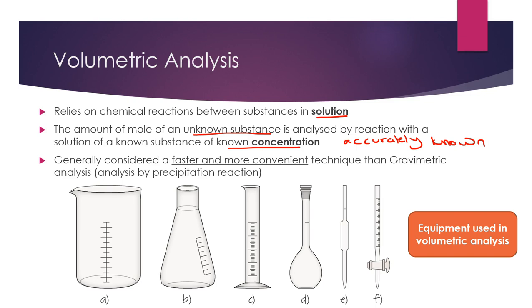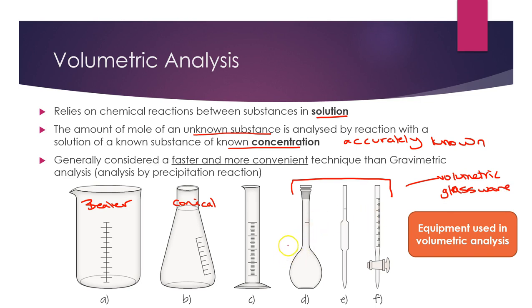We do use a large amount of glassware for volumetric analysis, some of which you've seen before, which are our beakers and conical flasks. The conical flask in a titration is often referred to as the titration flask or the analysis flask. There can be measuring cylinders used, and then we have these new pieces of equipment here, which are all what we call volumetric glassware, and we will look at these in more detail as we go along.